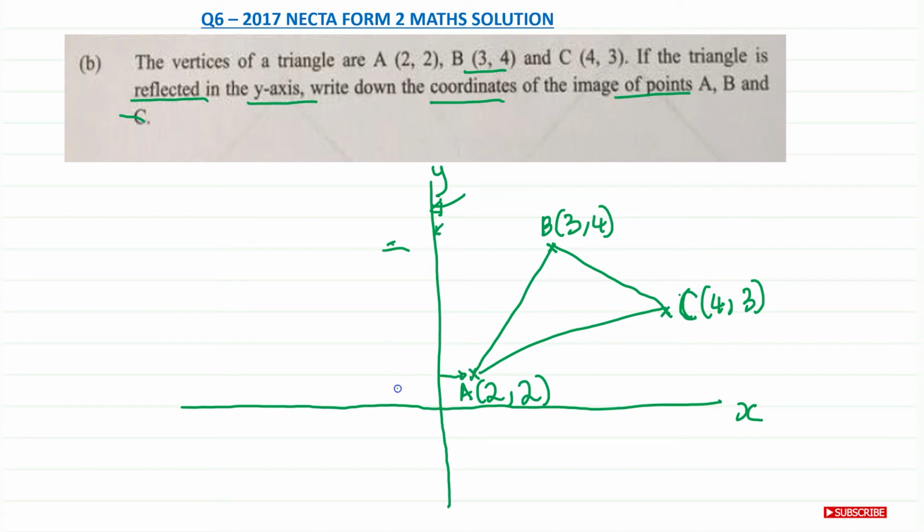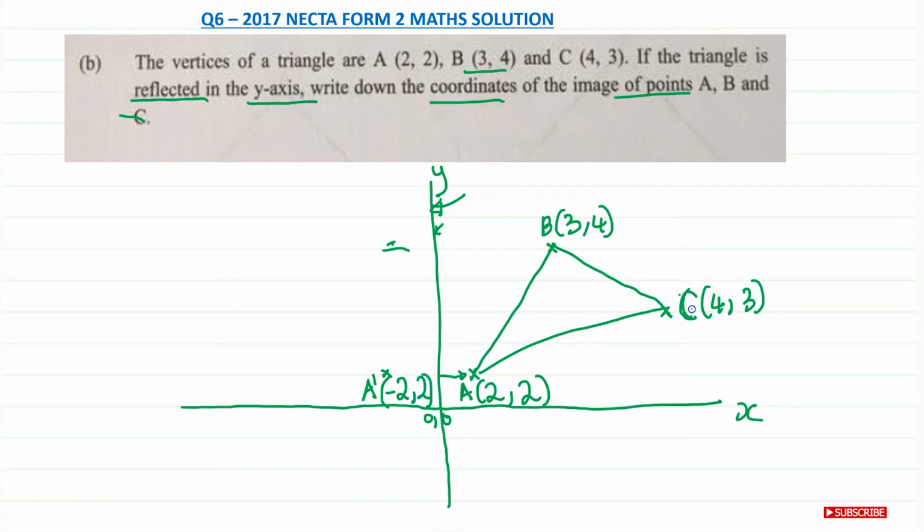So this side, the values of x are negative. This is your 0, 0. So the x coordinate is going to be negative, but it's still on the same line on the y-axis, on the y value. So what we're going to have is point A dash, because it's an image, and the value of x is going to be -2, and the value of y will stay the same.